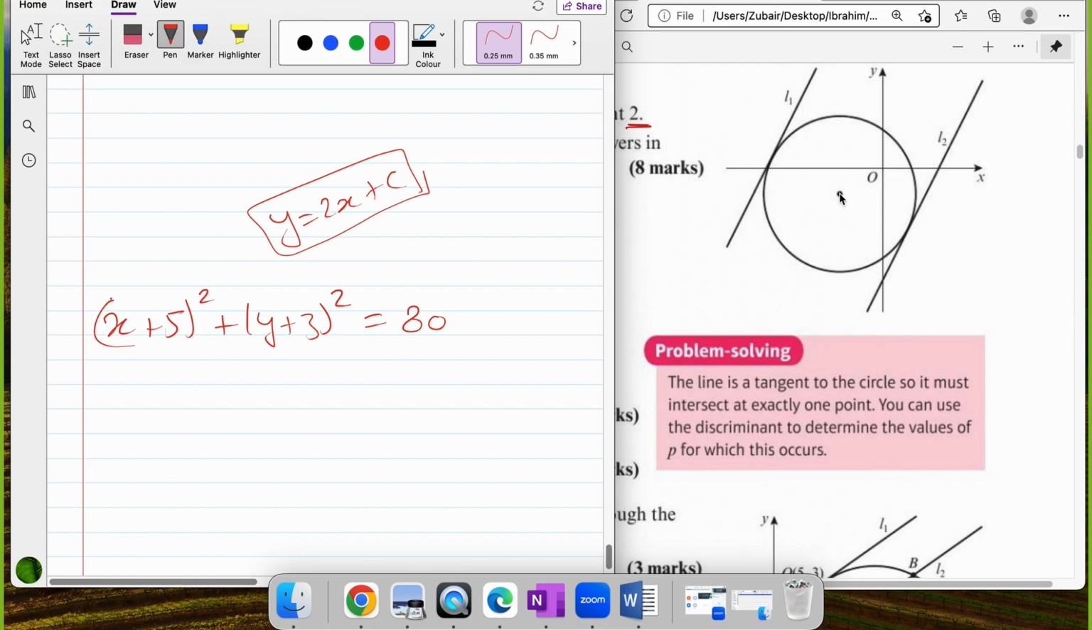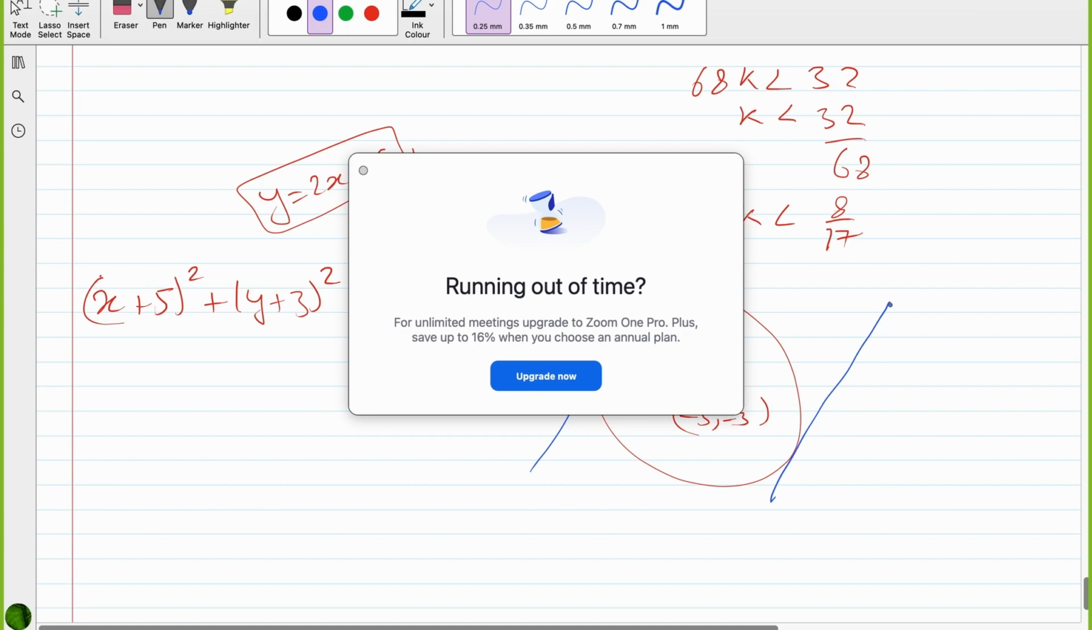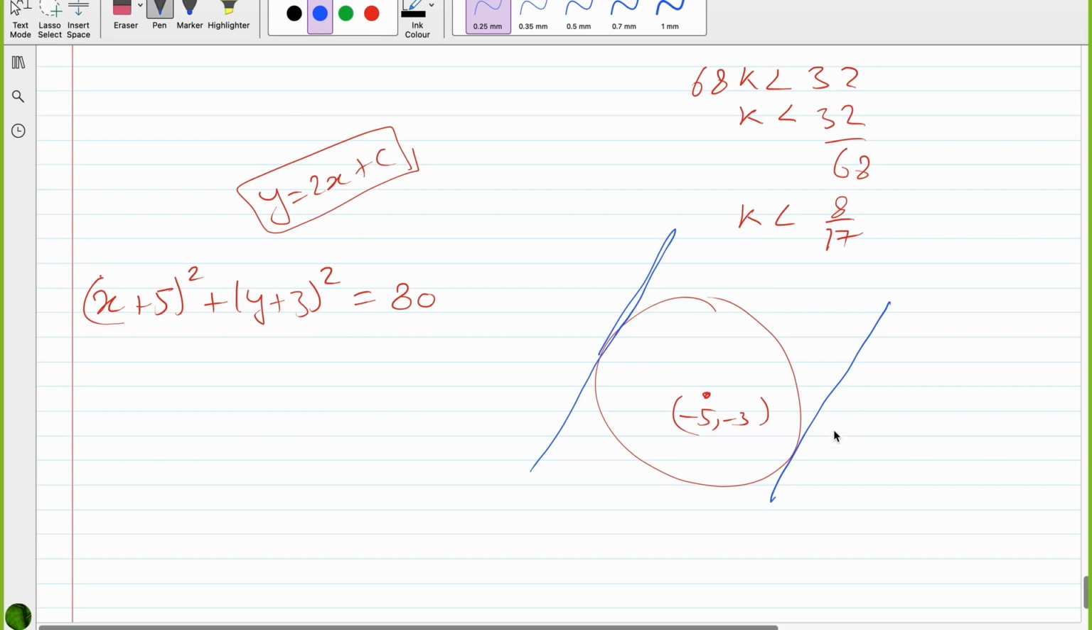Okay, now I know the circle and I know the center, which is (-5, -3), and these are the two points. Okay, we have 9 minutes, I'll be able to complete it. Now I know that the gradient of this line is 2. So the gradient of this radius, or diameter, would be the negative reciprocal, which is -1/2.